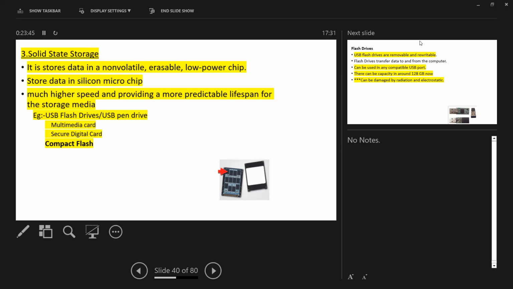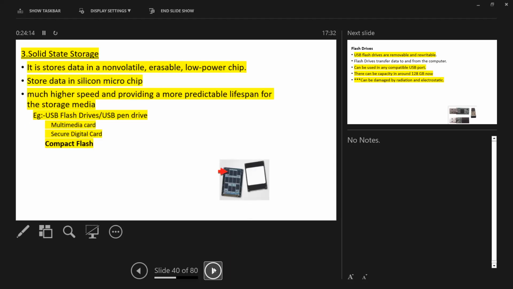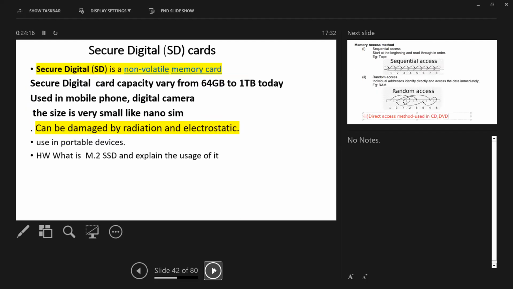So USB flash drives, USB pen drives, multimedia cards, secure digital cards, flash cards, compact flash, memory cards, everything we call solid state. It's built up with logic gates, and therefore we call it a microchip. It's built with silicon microchips. Flash drives mean USB pen drives, so that is also an example of solid state.